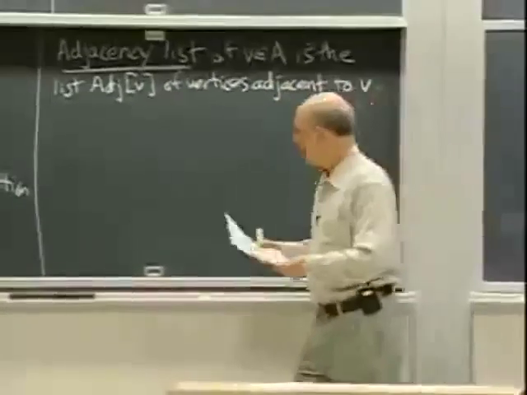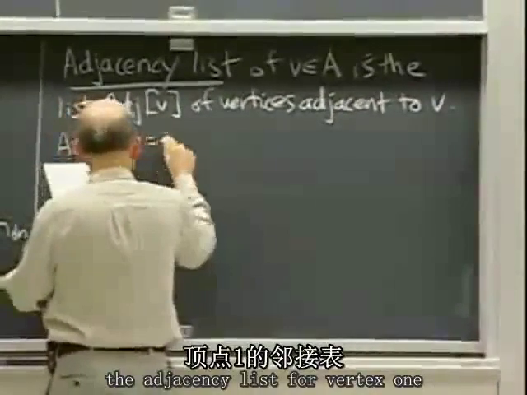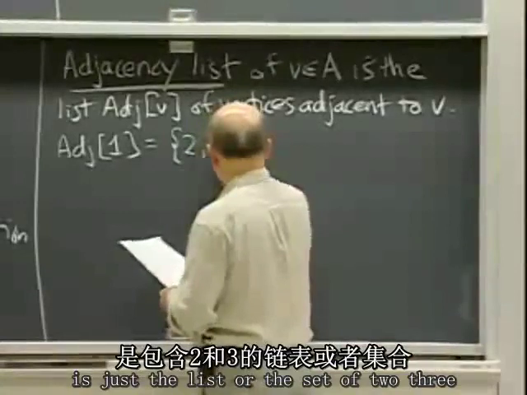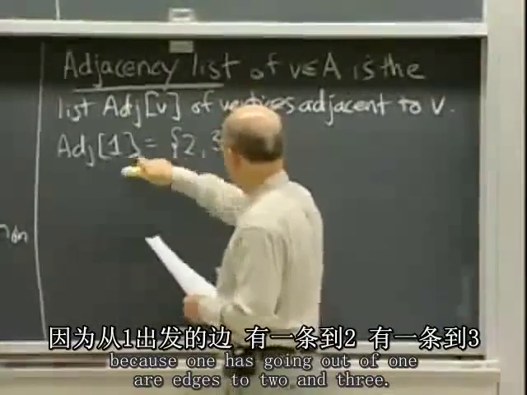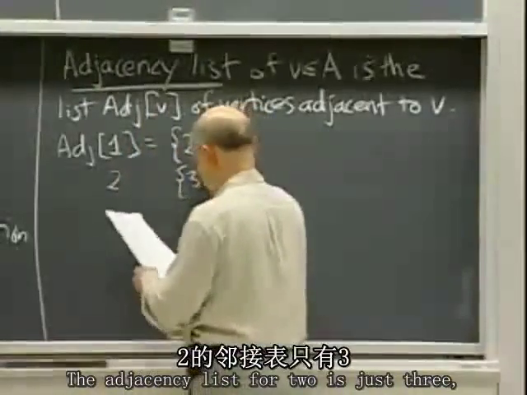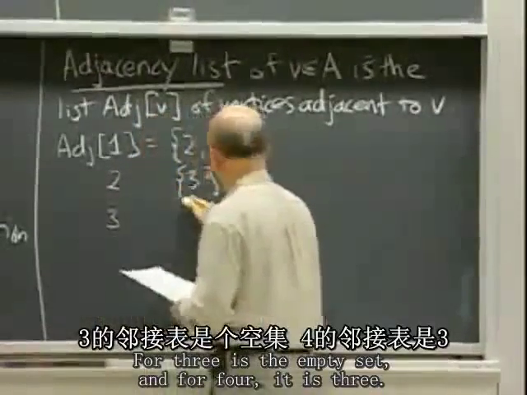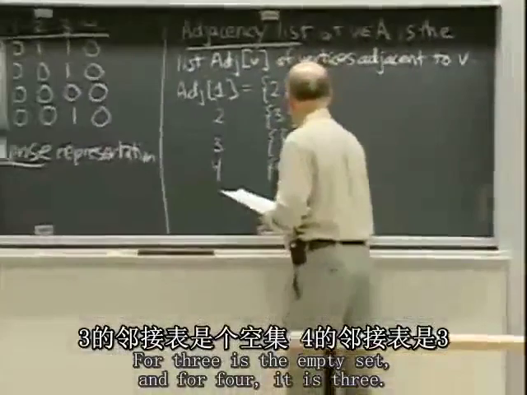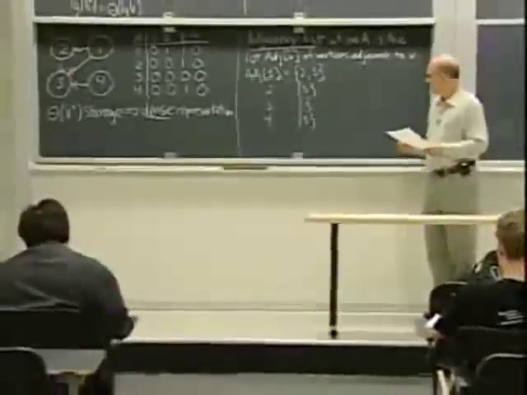So in this graph, for example, the adjacency list for vertex 1 is just the list or the set of 2, 3. Because going out of 1 are edges to 2 and 3. The adjacency list for 2 is just 3, for 3 it's the empty set, and for 4, it is 3.